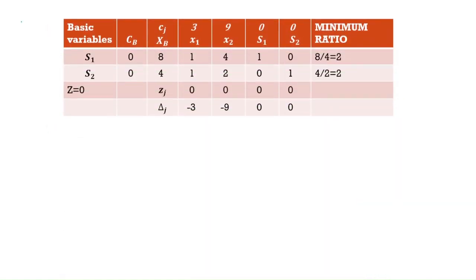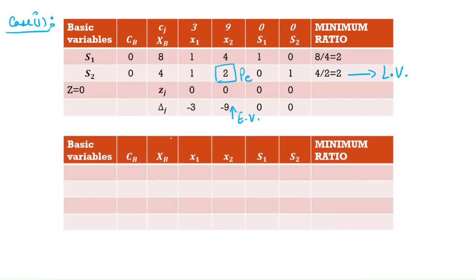Let us consider the first case, case 1, where I'll be taking s2 as my leaving variable. So this is the entering variable and this is my leaving variable. Now with this my pivot element is this. So in the next iteration table, s1 would remain as it is. Now x2 is entering and s2 is leaving, so 0, 9.